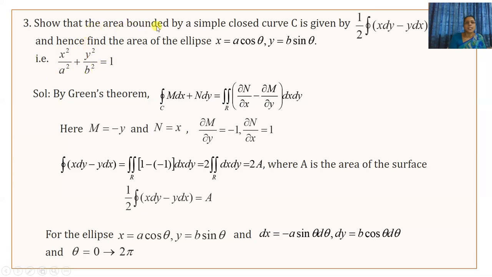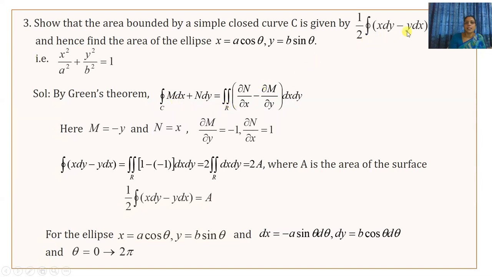Now to show that the area bounded by the simple closed curve C, by applying Green's theorem, we know Green's theorem: integral M dx plus N dy along the closed curve C is equal to the double integral of ∂N/∂x minus ∂M/∂y dx dy over a plane region R.